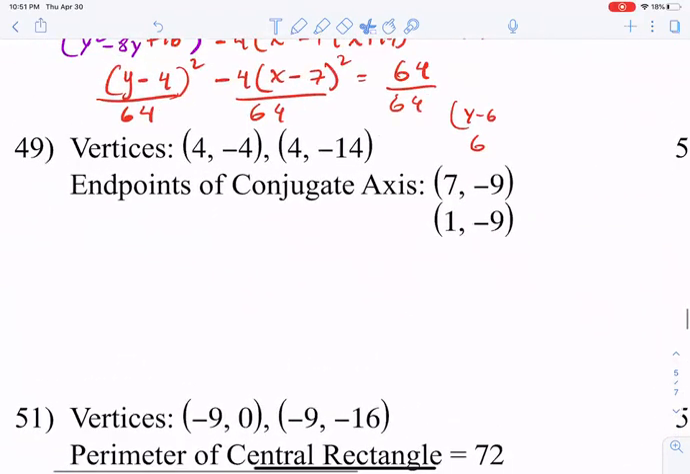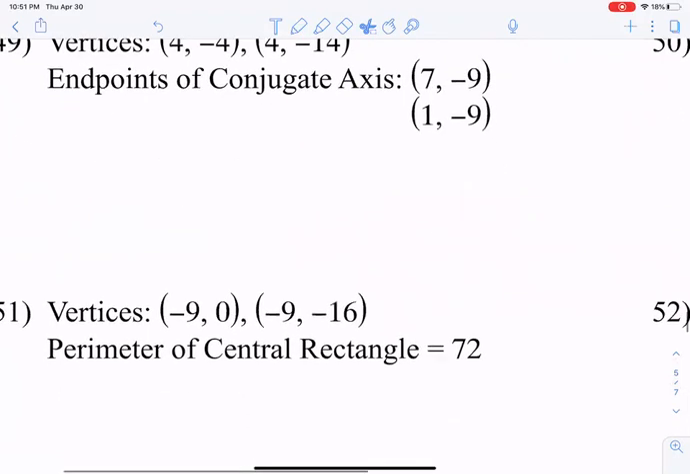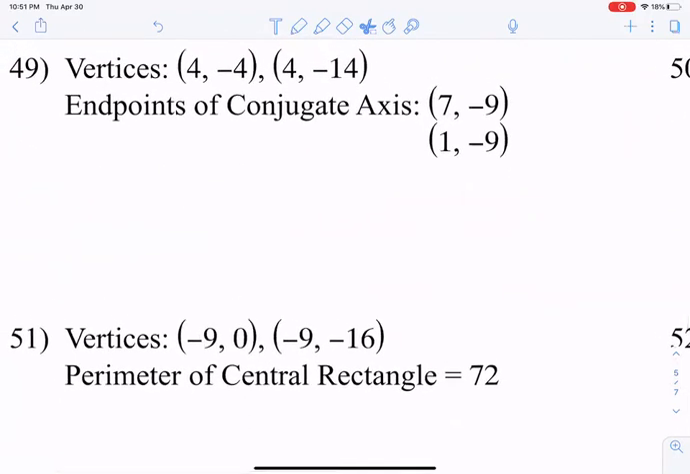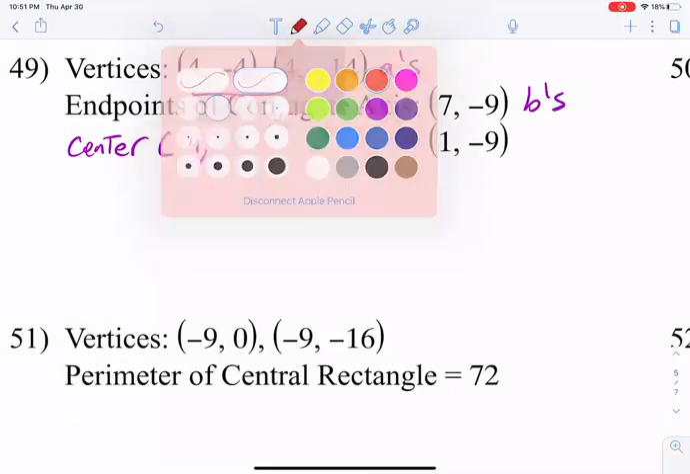Here, let me erase a little bit of this part. Okay, so now they give us the vertices and the endpoints of the conjugate axis. We know the vertices are my a values, and for the conjugate axis you can call them b's if you want. I need to find out what's happening here. If I find the midpoint of the vertices, I can find my center. So let's find our center really quick. The center is what's fixed. These two are fixed, so these are 4. And what's moving? These numbers are moving.